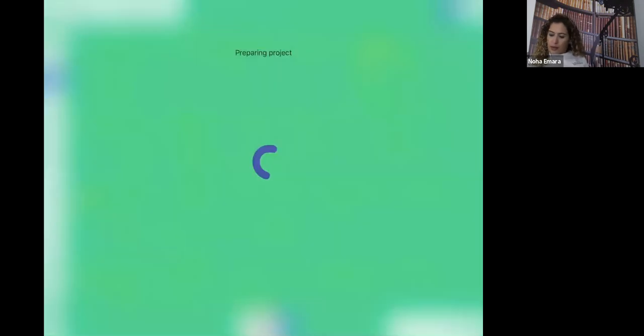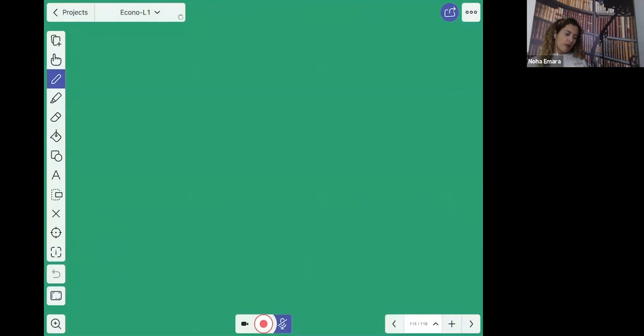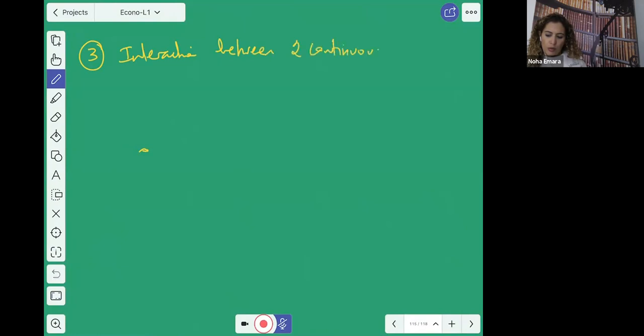Okay, the last type, it's the easiest type, which is the interaction. I'll discuss this one and I'll give you a 5 minute break. So number 3, interaction between two continuous variables. This one is the easiest, and I'm going to tell you why.